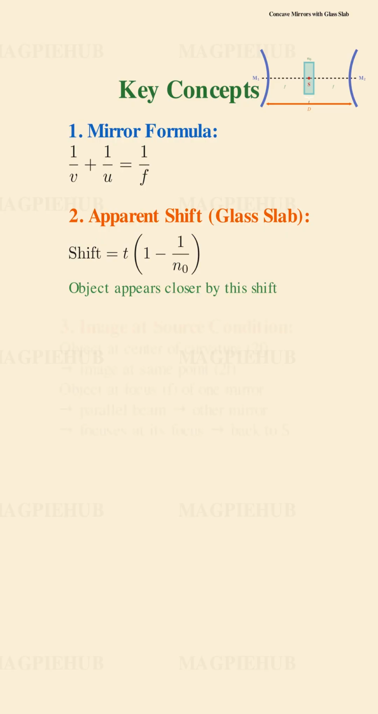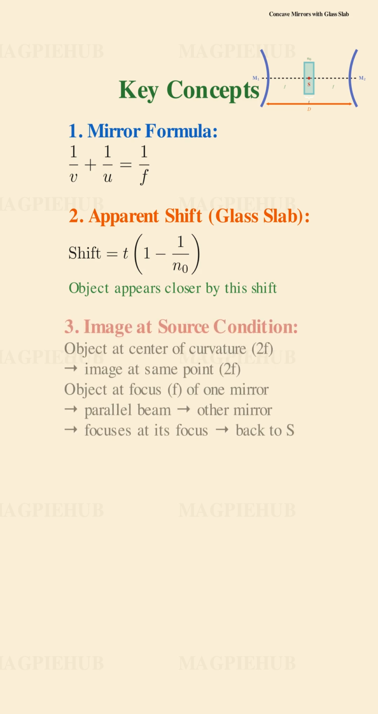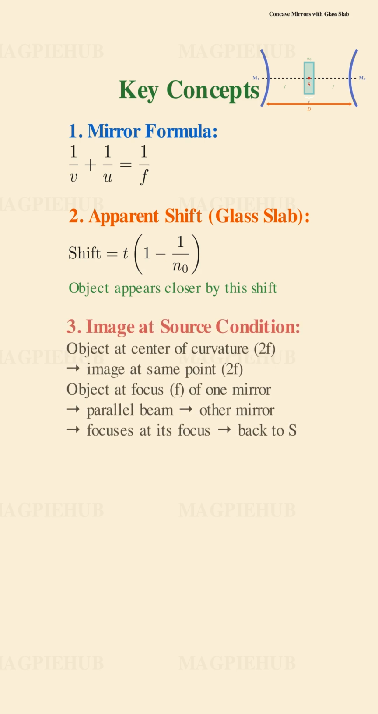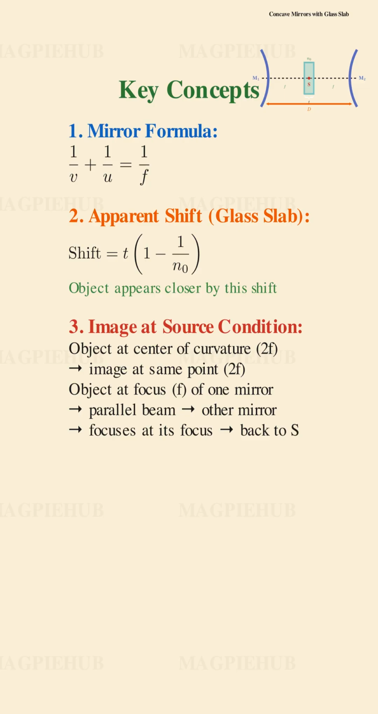Third, for the image to return to source S, there are two possible cases. Case 1, the apparent object is at the center of curvature, that is 2f, of each mirror. Then the image forms at the same point 2f, and retraces back through the slab to S. Case 2, the apparent object is at the focus f of one mirror. Light becomes a parallel beam, hits the other mirror, and focuses at its focus, which by symmetry is exactly at S.